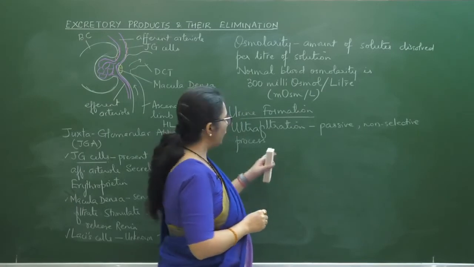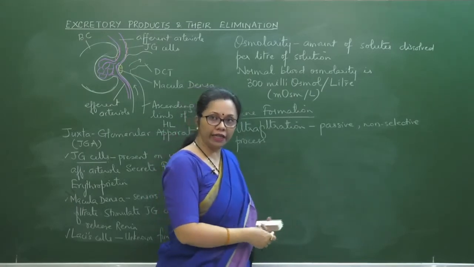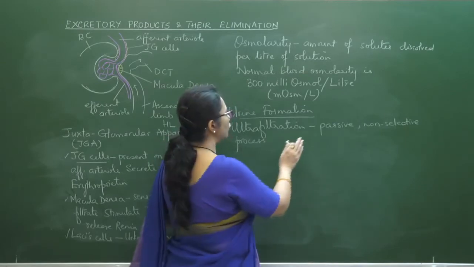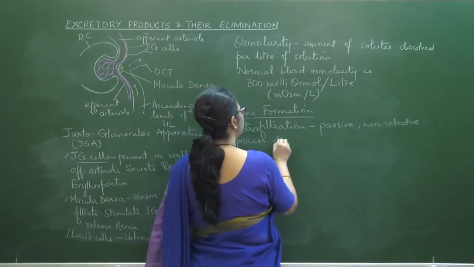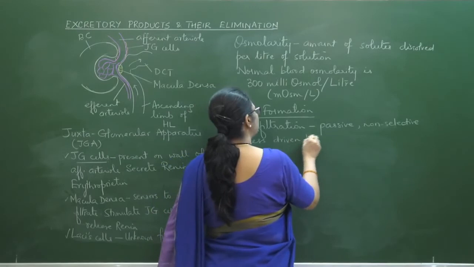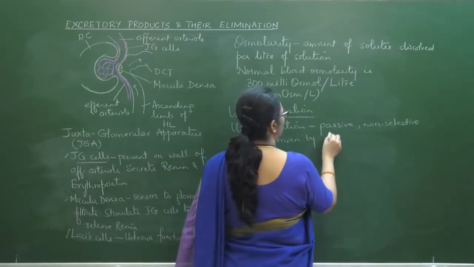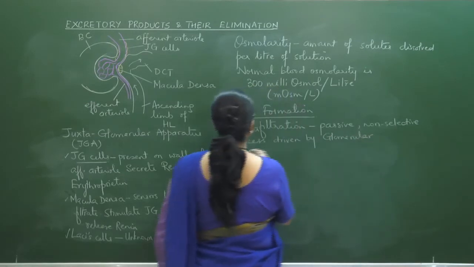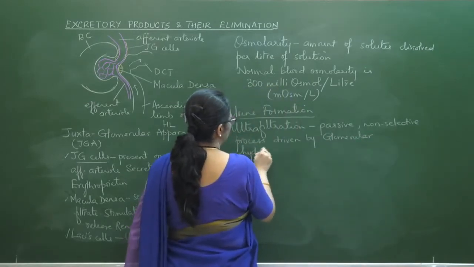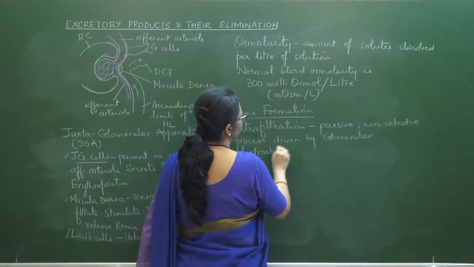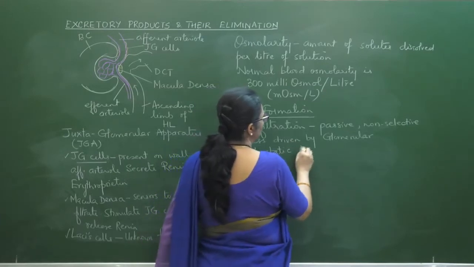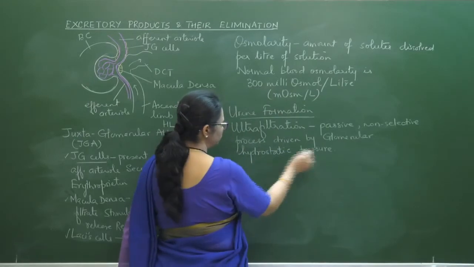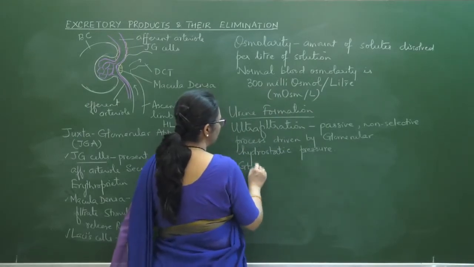And what is guiding it? The driving force is the difference in pressures. So it is a passive, non-selective process driven by glomerular hydrostatic pressure. This is the main pressure responsible for the filtration to occur. Glomerular hydrostatic pressure, in short, is called GHP.